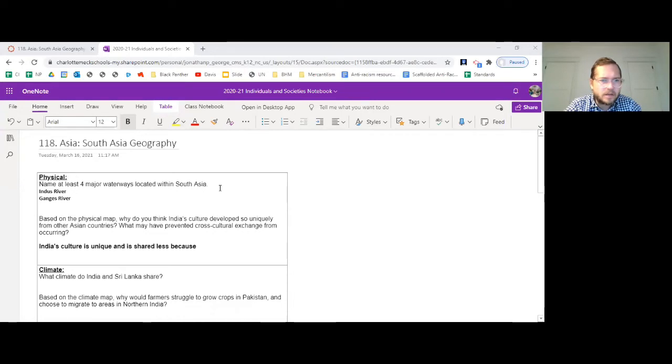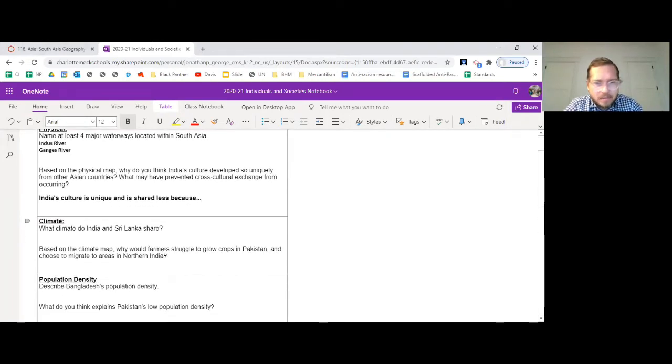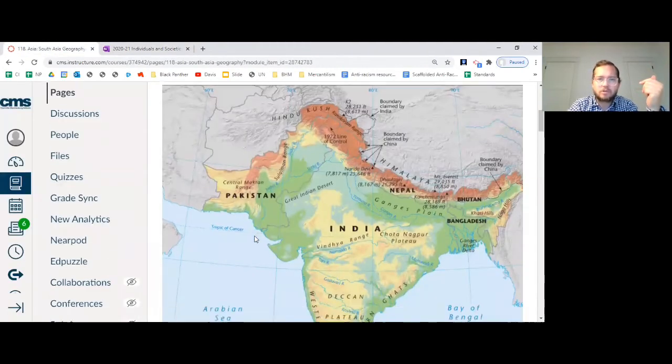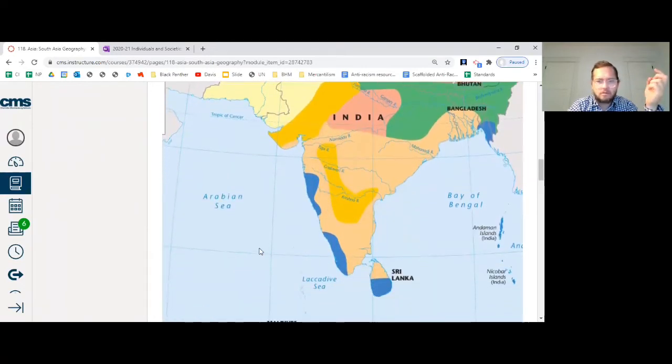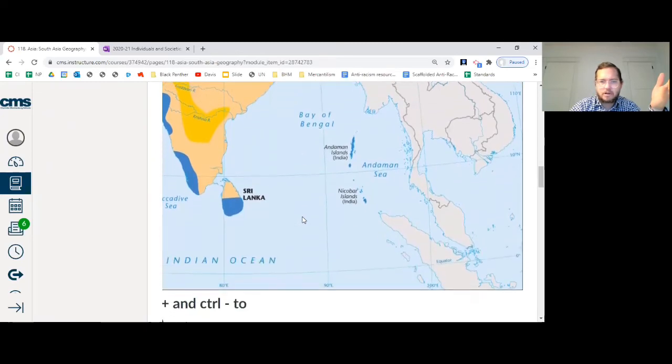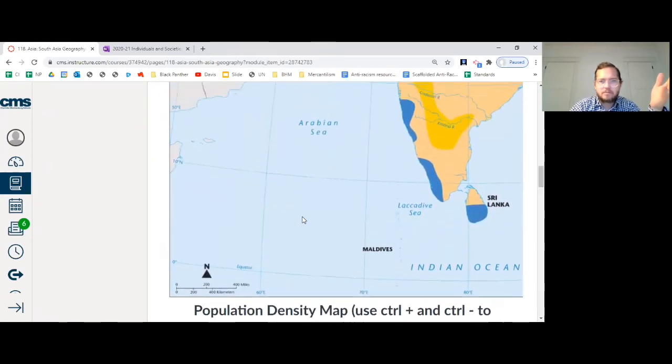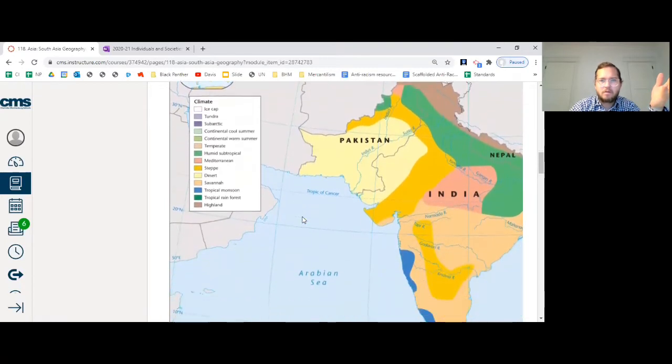Let's continue here. Let's move to the next map, y'all. Next map. What climate do India and Sri Lanka share? That's just straightforward. That's just identifying some information based on the map. Can you read the map? We're scrolling down to the climate map. What do they share? I see two of them, right? So you have to be able to identify the color, go to the key, and answer the question. Pretty straightforward. I'm going to try to find the key here. Where is it? There we go.